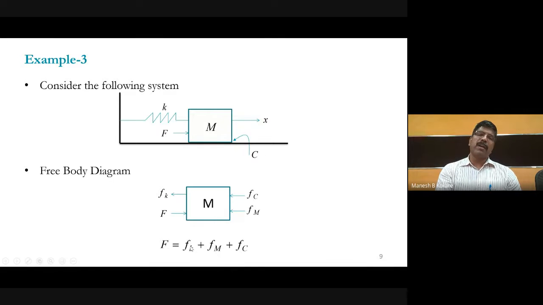Now, how do you write Fk? This force is directly proportional to the displacement x, so you can write k into x of t. Then what is Fm? M into d2x of t by dt square, or m into x double dot of t. And what is the force offered by the dashpot element? It is directly proportional to the velocity. Velocity is nothing but dx by dt, and the coefficient is c, so c into dx by dt.